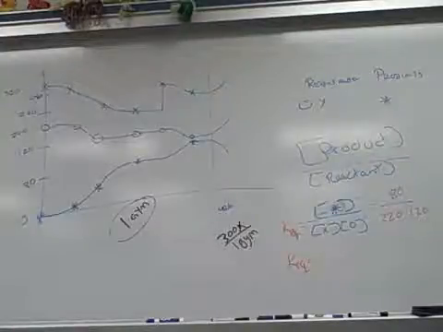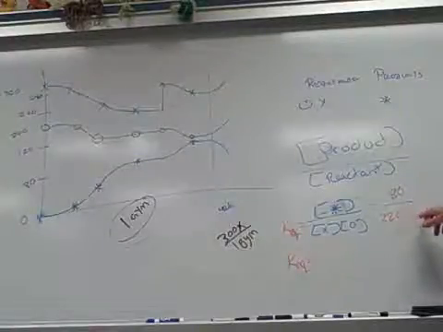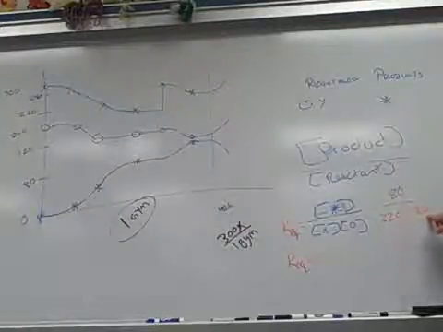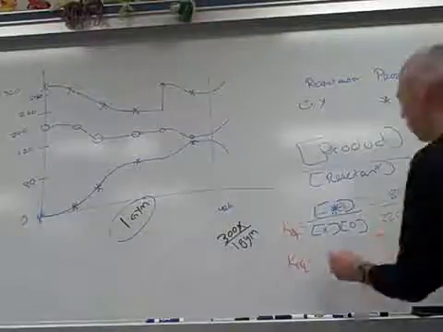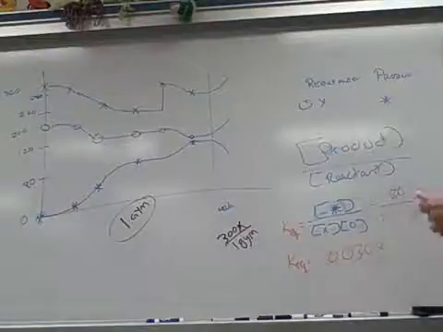Anybody? Bueller? I'm working on it. 80 divided by 220 divided by 120. Oh, 0.00303. We'll call that a good number.